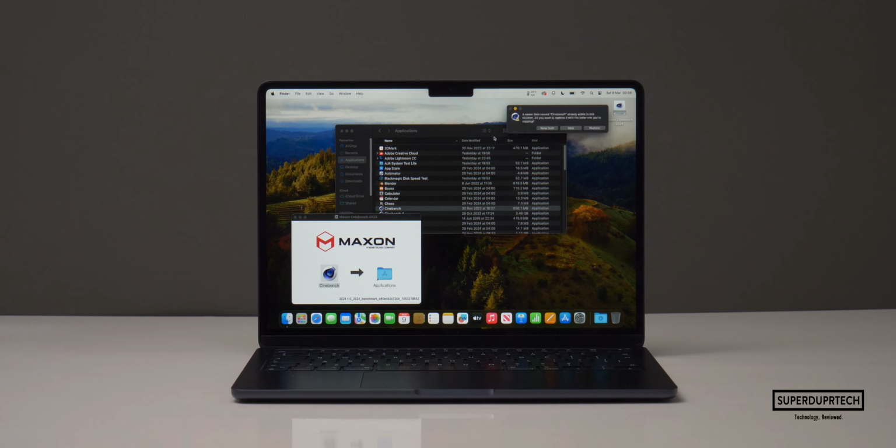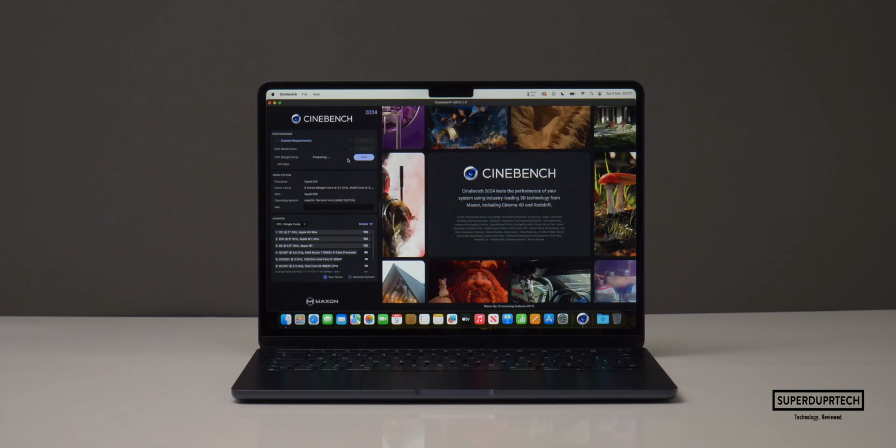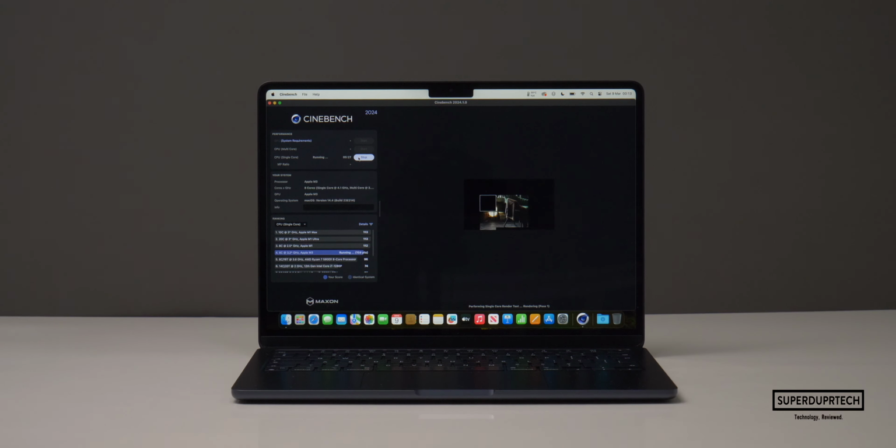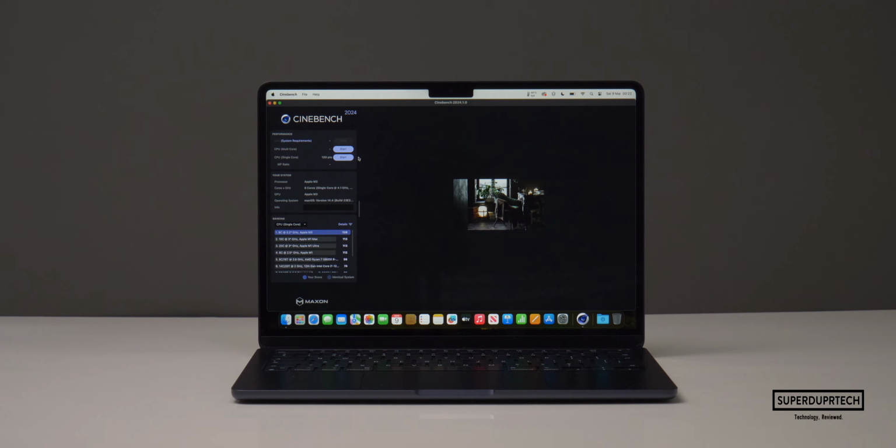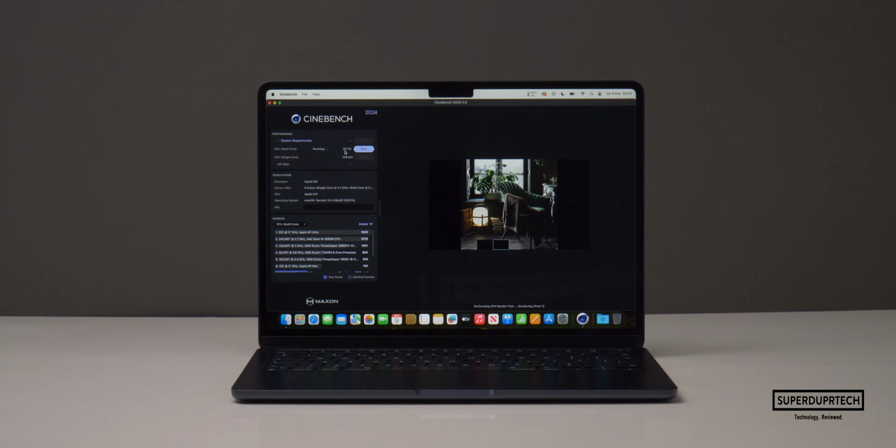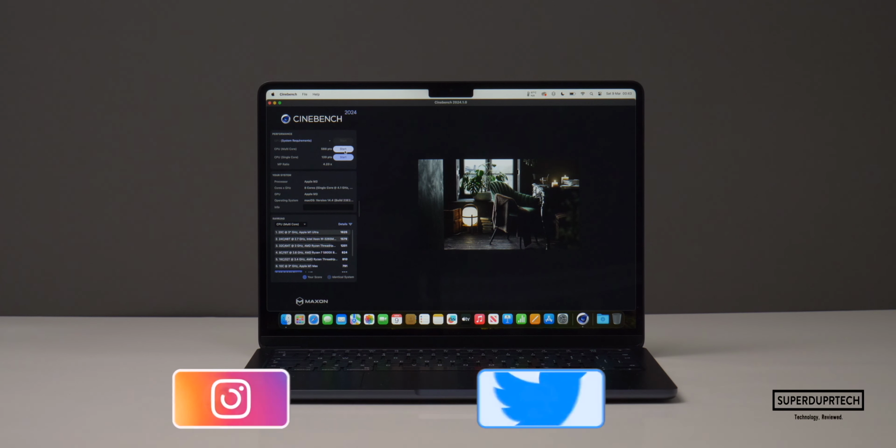I also ran the latest version of CineBench 2024. When running this test, I got a single core score of 139, and I also got a multi-core score of 588, which indeed gives us a ratio of 4.23.